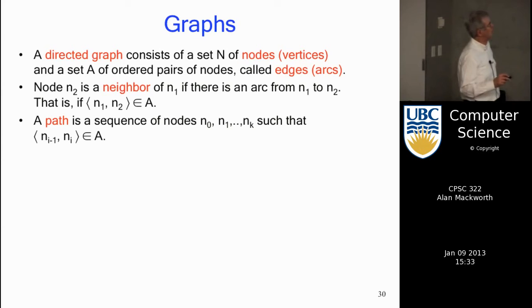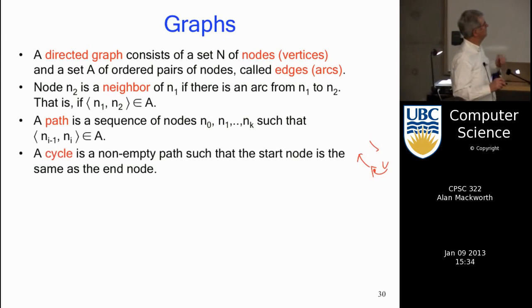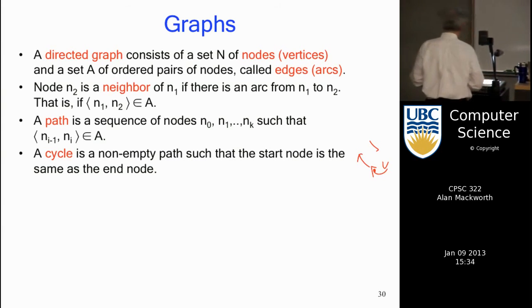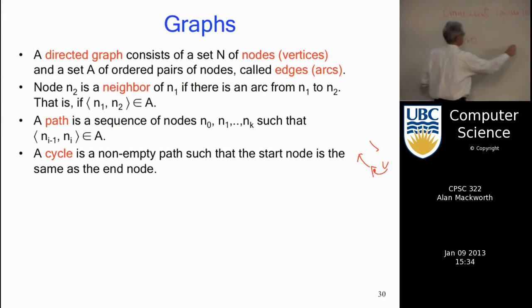And then a path is any sequence of nodes from N0 to Nk such that each adjacent pair is an arc. I mean, this is fairly obvious. A cycle is a non-empty path such that the start node is the same as the end node. So this is just doing the obvious. If I have a sequence of arcs that gets me from N0 to Nk, each of these is in the set of arcs I've told you. And this is just an algebraic definition. I can also define a graph by just drawing a picture of it, obviously with the nodes and the directed edges.